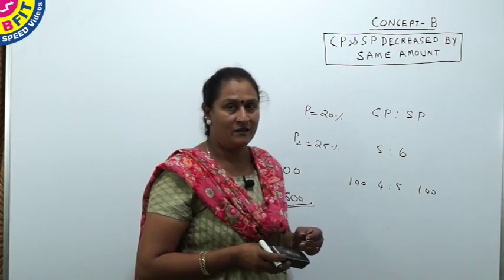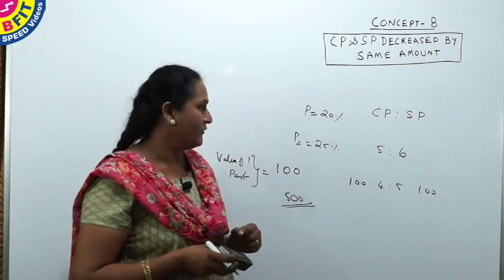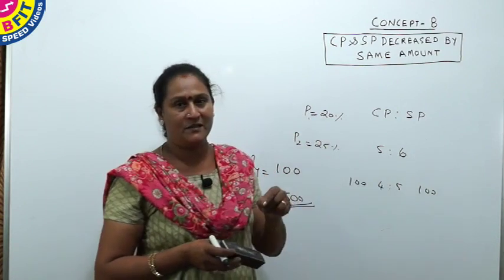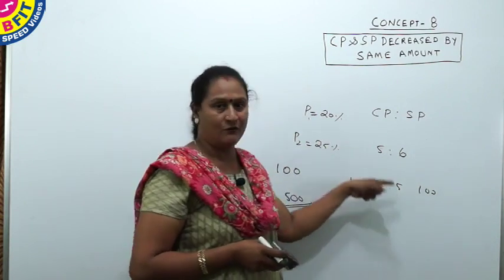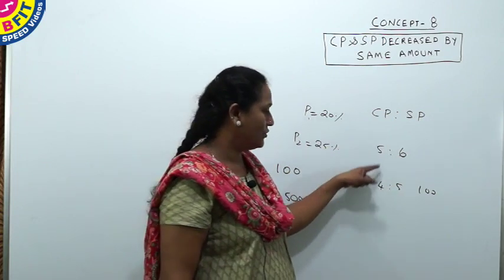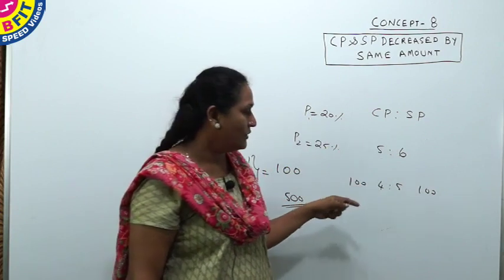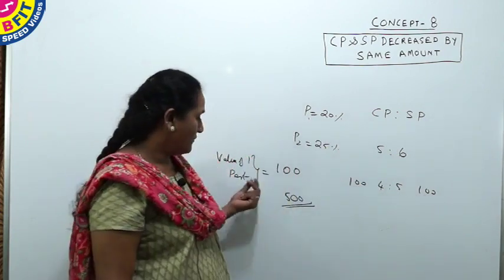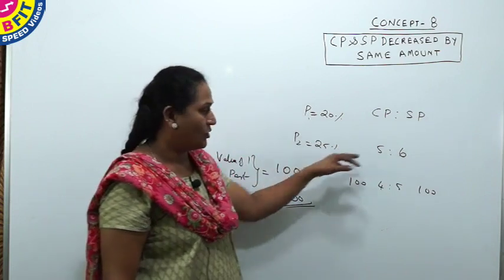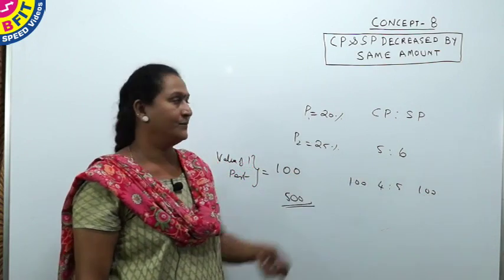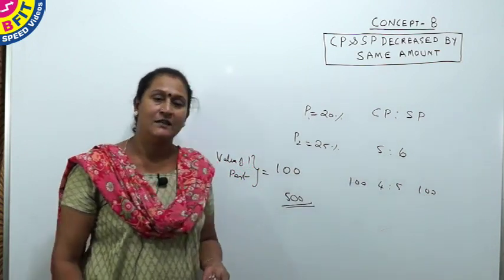So in this question, without making any complicated working, we got the earlier ratio with profit 20%, and with 25% we got another ratio. Checking the ratios, both the ratio parts are decreased by one value, so the decreased value itself becomes the value of one part. The value of one part is 100 and the cost price part is 5, so 500 is the cost of the watch. So we will see the next concept.